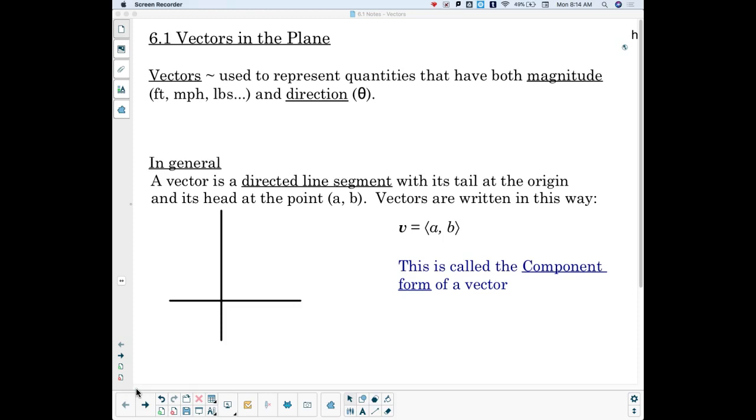We're getting into 6.1, vectors in a plane, so find your green note sheet. Are we ready to go? Up top, definition of vectors. Used to represent quantities that have both magnitude and direction.